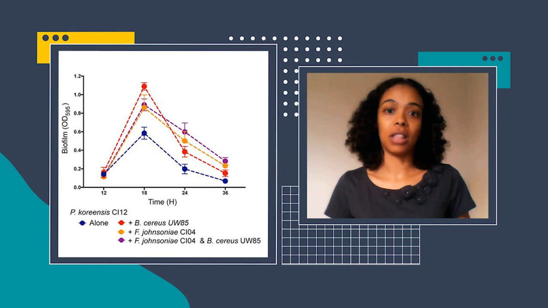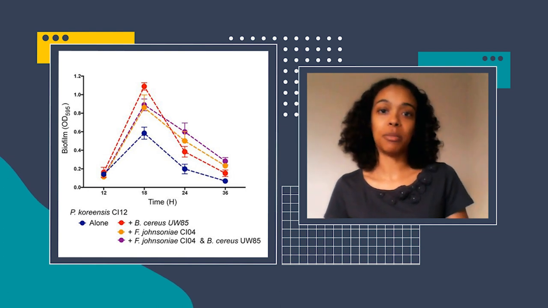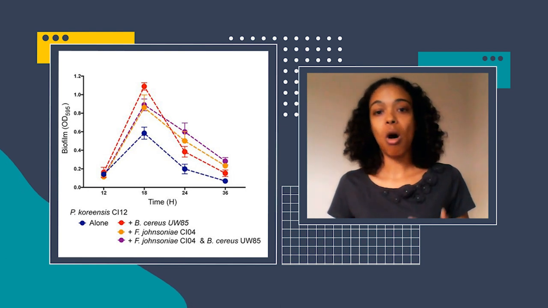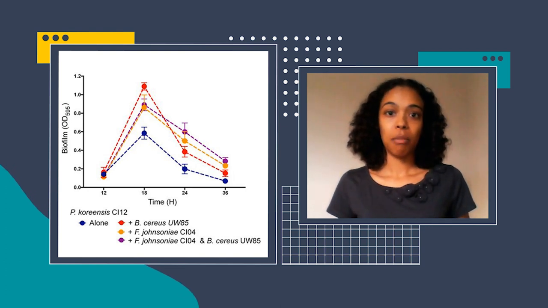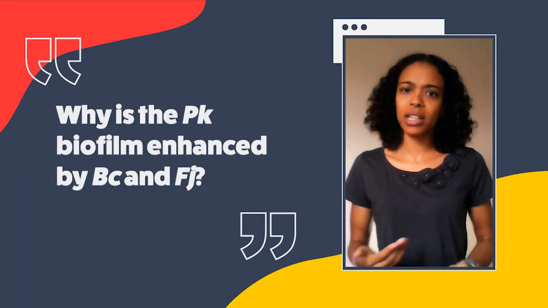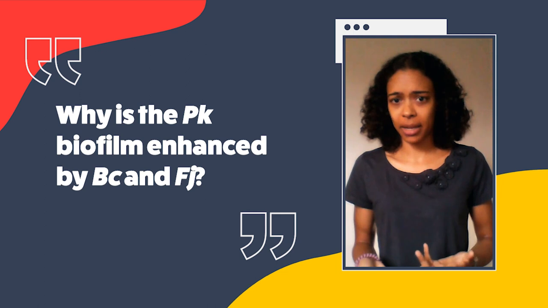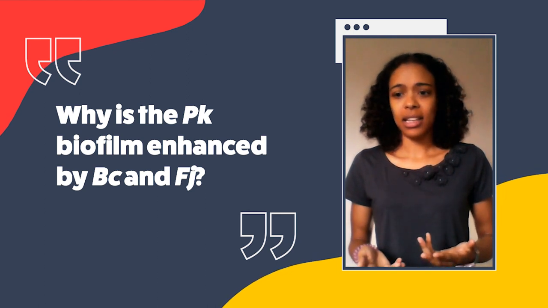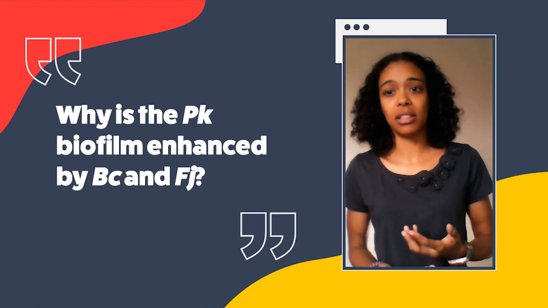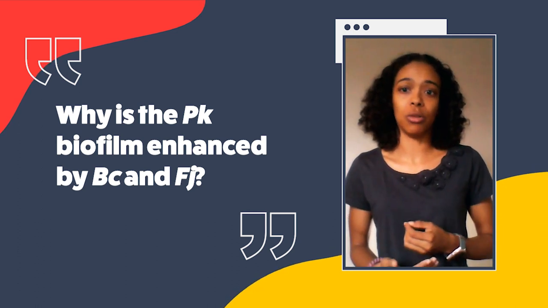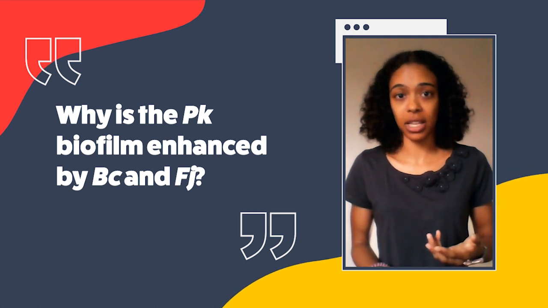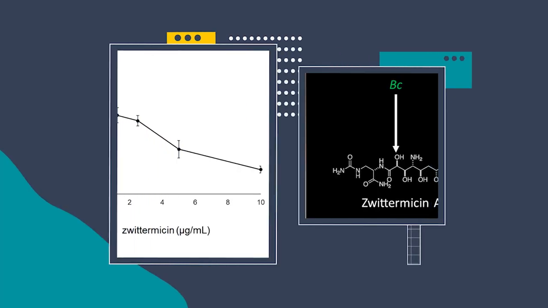Then all of the other lines are PK plus either BC or FJ, or both. And you can see that in all of these instances, PK forms more biofilm than it would by itself. So we wanted to understand, why is this happening? And at least in the case of BC, it seems to be at least partly because of this other antibiotic molecule called zwittermycin that BC produces constitutively, or all of the time.